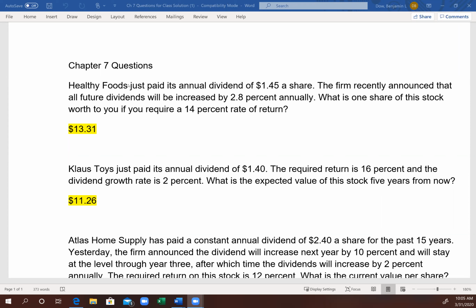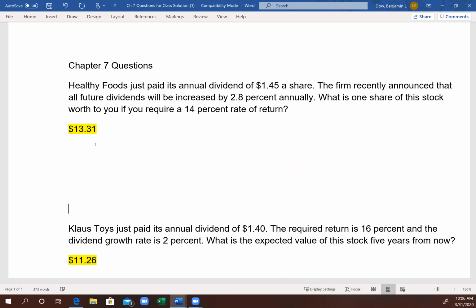All right, so if it just paid its annual dividend of $1.45, and it's announcing that it will increase all future dividends by 2.8% annually. This is the constant growth part. Okay. What is one share of stock worth to you? That's called the intrinsic value, if you require a 14% return.